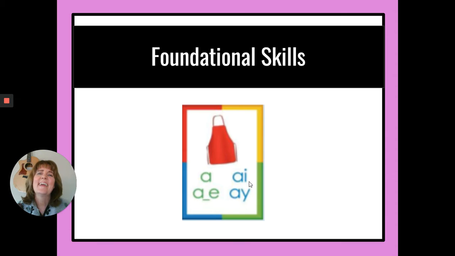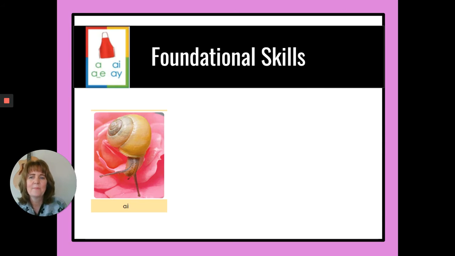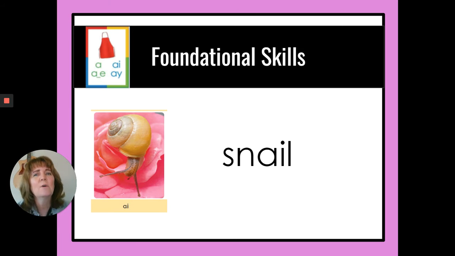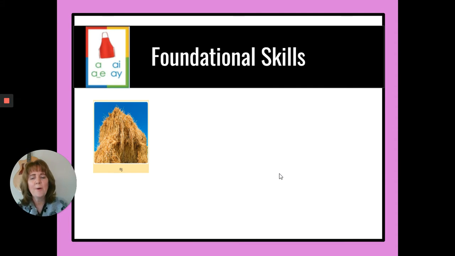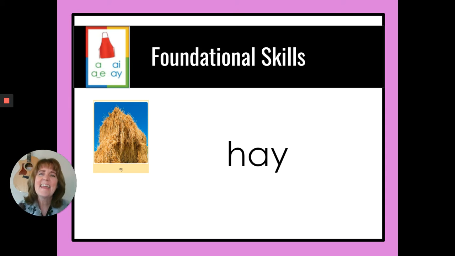We know that we hear the A-I sound mostly in the middle of words and the A-Y sound at the end of words. Let's practice that. Here's a picture of a snail. Say snail. Did you hear the A sound in the middle? Look right here. It's spelled A-I. That's great. And here's some hay. Hay has the A sound at the end of the word. So we know that it's spelled A-Y, like in play or say.